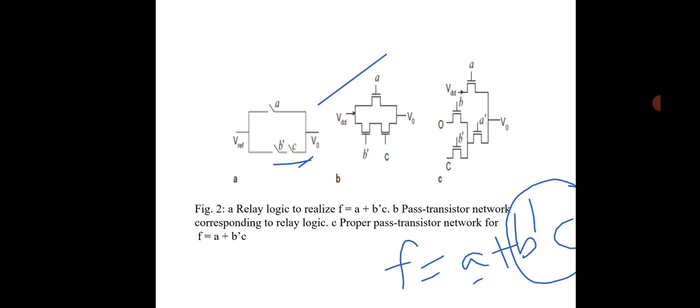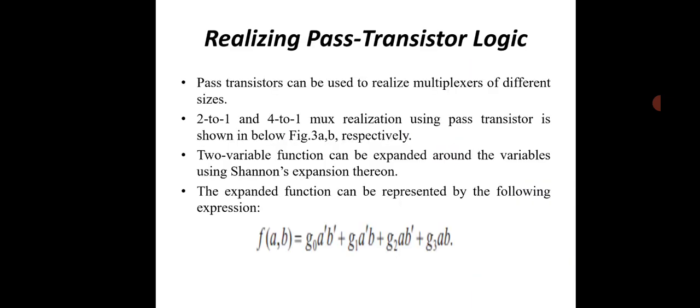As well as this is a proper design for the third one. This is a proper design for the pass transistor network for the corresponding function. That means you have to provide one discharging path compulsorily to the corresponding circuit. Otherwise, it leads to the same value for the next value also. So next one, this is a realization of pass transistor logic.